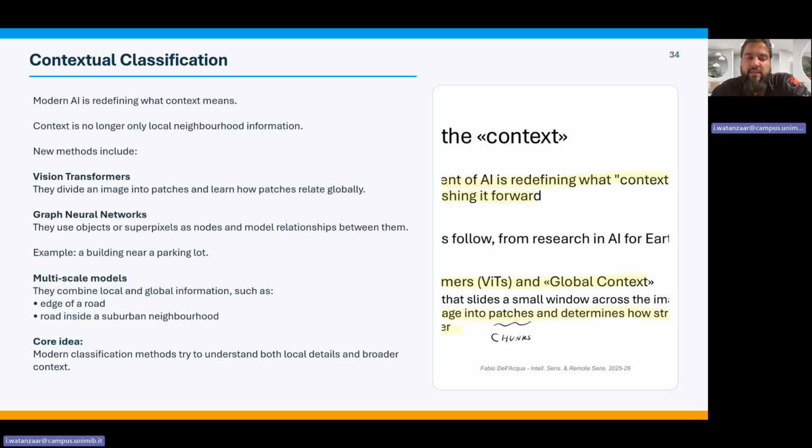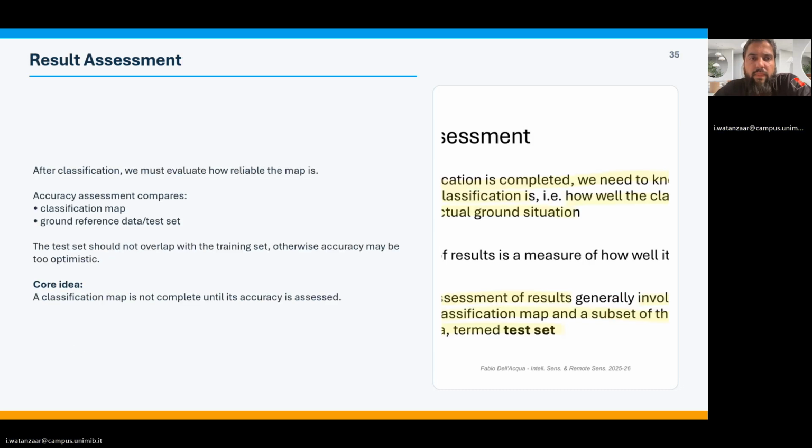So the core idea is that modern classification methods try to understand both local details and broader context. This is really important for advanced contextual analysis also. Neighboring information is really helpful, so they still use the local details, but look into the broader context also.